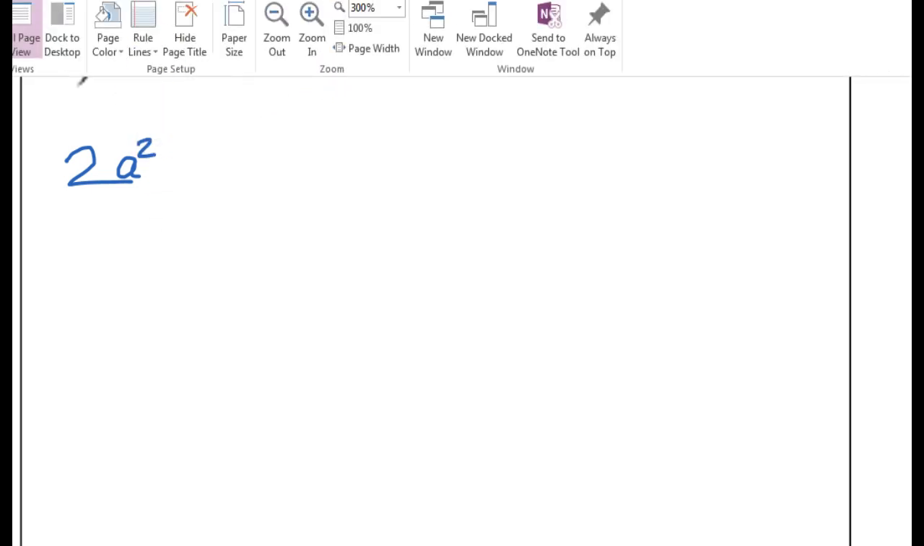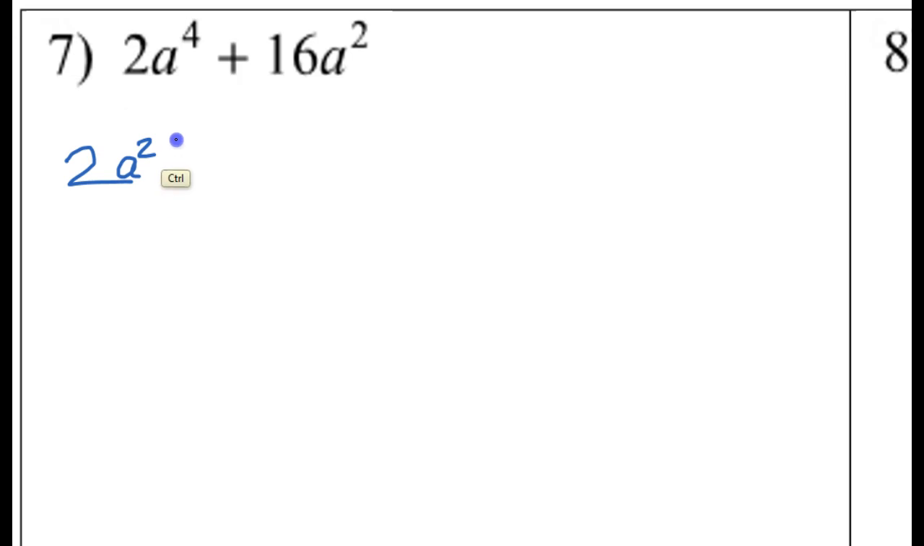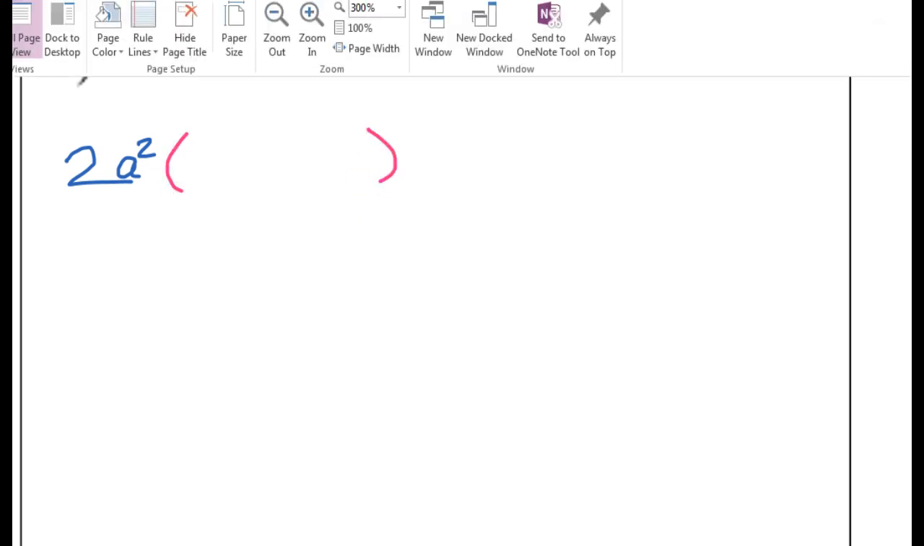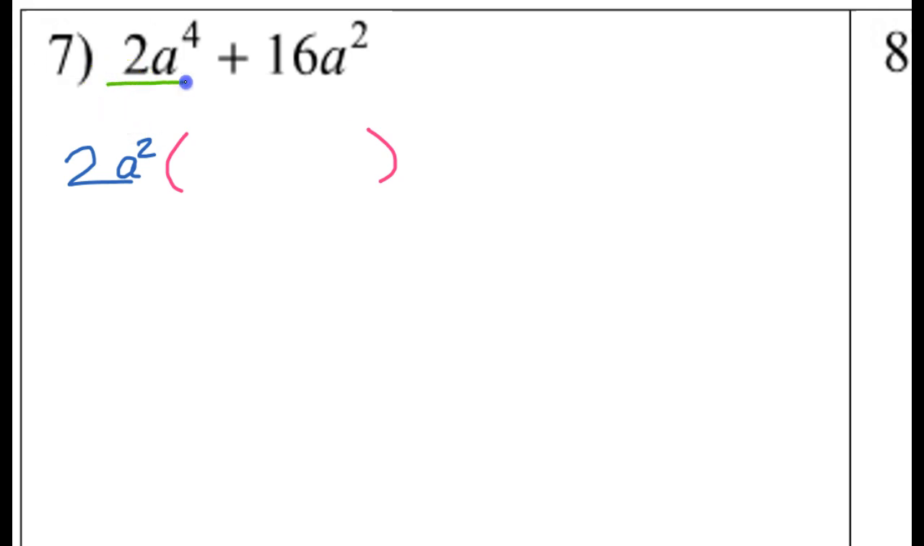Now, I'm going to have some parentheses happening. But to figure out what goes inside the parentheses, I need to divide by the GCF. So I'm going to divide both terms by 2a squared. Inside of the parentheses, the 2's cancel out. A to the fourth power divided by a squared is going to be a squared. 16 divided by 2 is 8. And the a squares cancel each other out. So this is what I have so far.